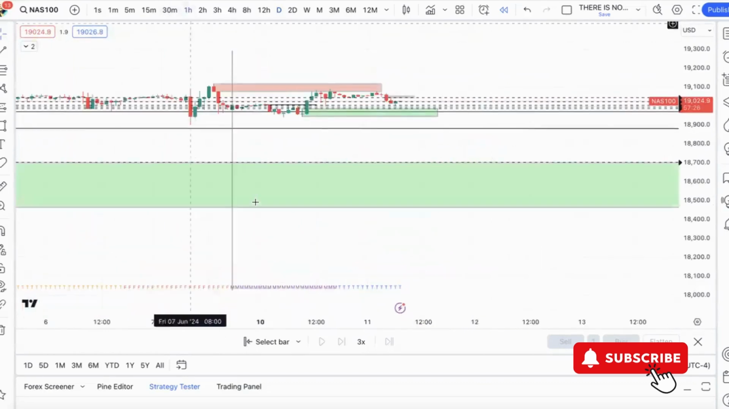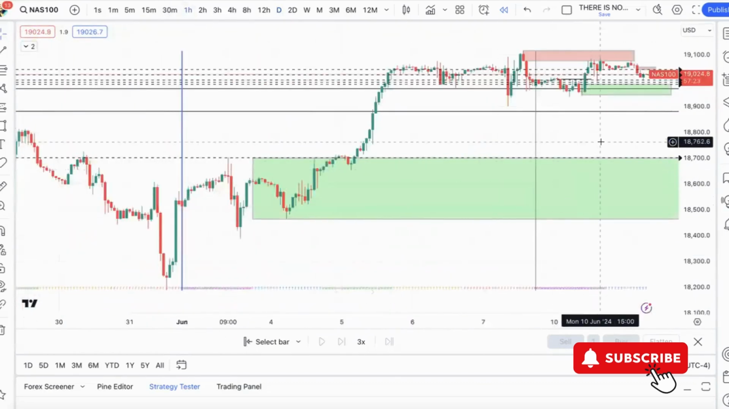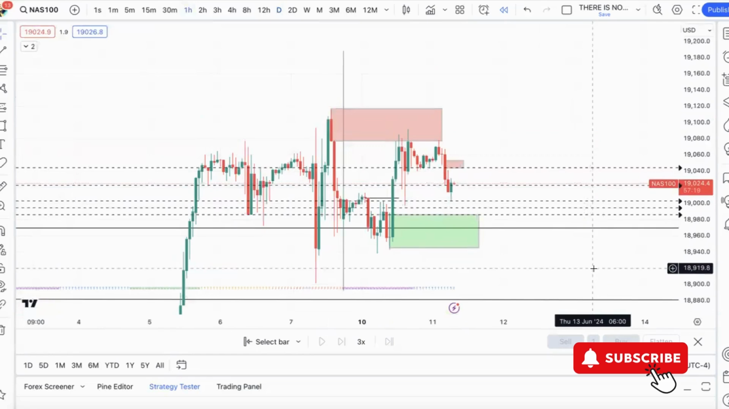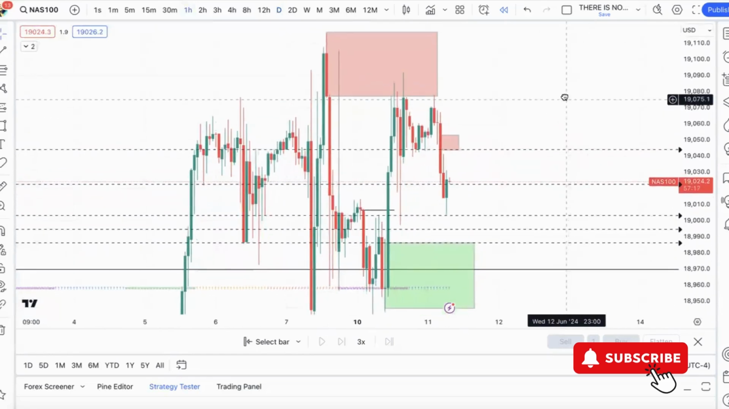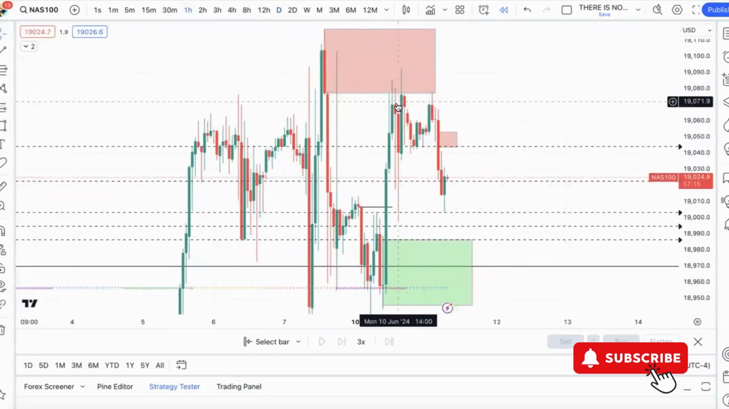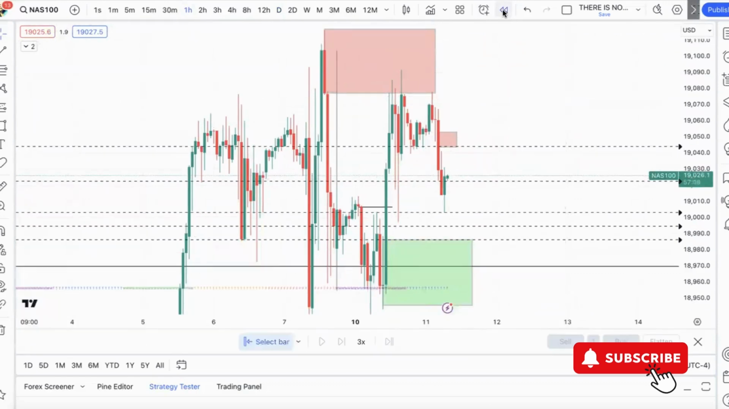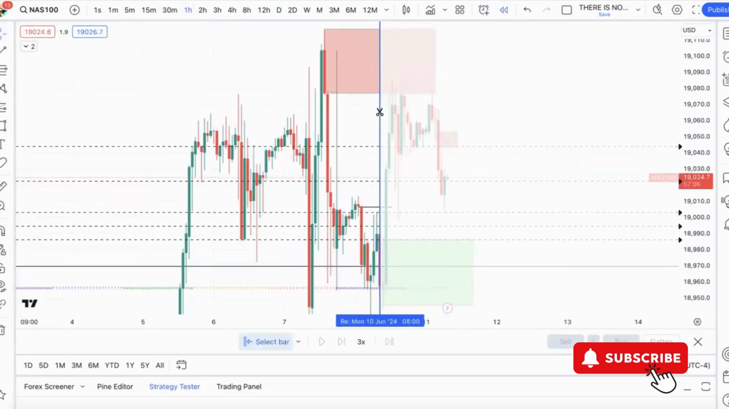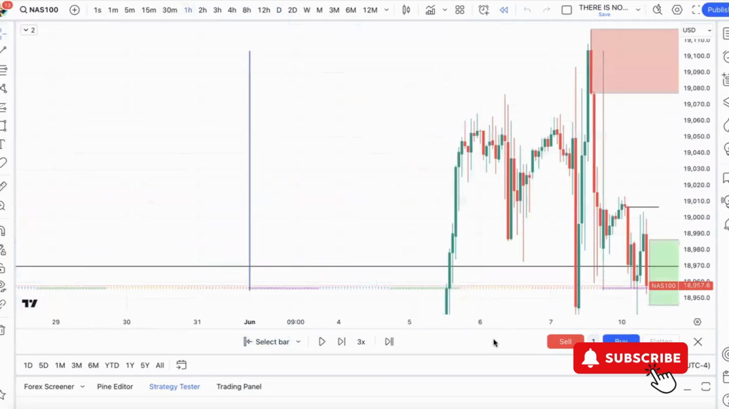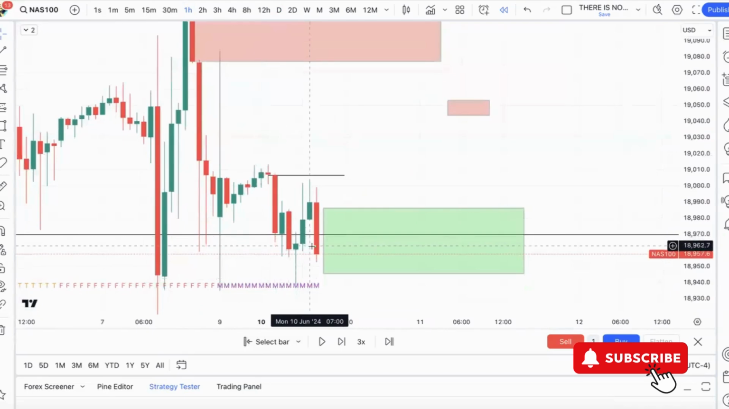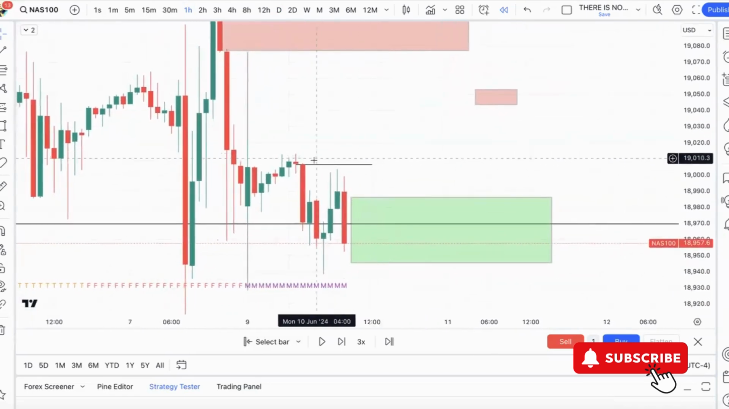But here was my setup. My setup was on the 1 hour time frame, and it was a much clearer setup, honestly. So prior to price moving, here was Monday's trades. This was all Monday. Prior to price moving, price was down here. This was on Monday, right? So price was way down here on Monday.